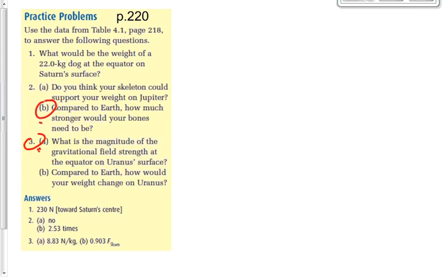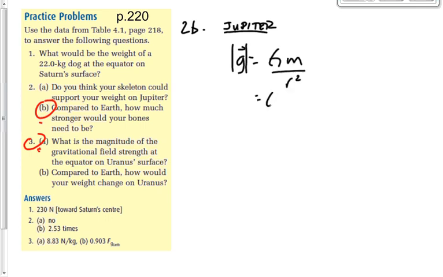All right. Number 2B. Compared to Earth, how much stronger would your bones need to be on Jupiter? Well, let's get the gravitational field strength on Jupiter and the gravitational field strength on Earth. Jupiter, the field strength is equal to G times M over R squared. This is 6.67 times 10 to the minus 11 times the mass of Jupiter. On table 4.1 on 218, we should get the mass of Jupiter.